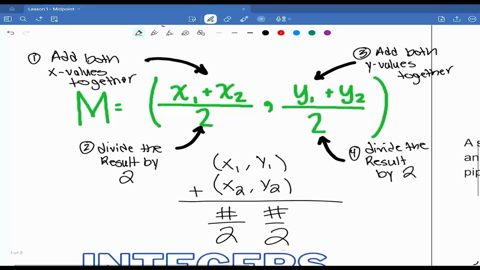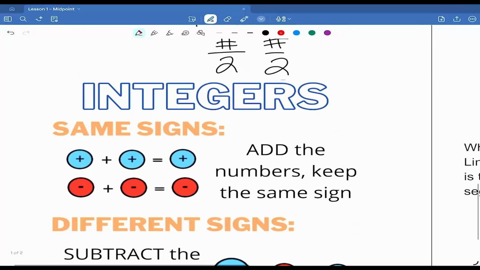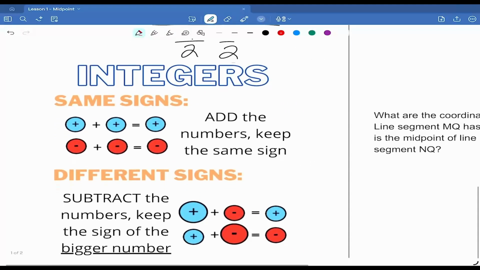Okay. Now, if we go a little bit further down in our notes, you'll see that I actually added a little chart here for reference, just for integers, for when we're adding signs that are the same and signs that are different. Okay, just remember, if the signs are the same, you add and keep the sign. But if the signs are different, you're going to subtract the numbers and take the sign of the larger. Okay, so now let's look at some examples.